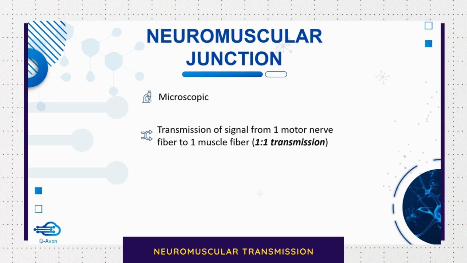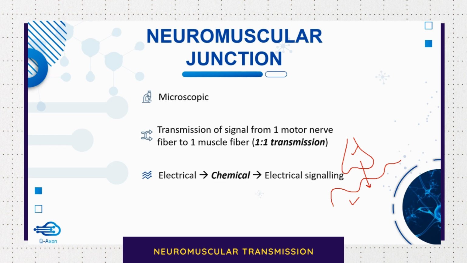What is the challenge at this junction? The challenge is that there is actually a physical gap between these two structures, between the nerve fiber and the muscle fiber. So electrical signals cannot be transmitted across this gap. How is this challenge overcome? So the electrical signals are briefly converted into chemical signals and then again into electrical signals. And what is the chemical? The chemical is a neurotransmitter which acts by binding to its specific receptors on the muscle fiber.